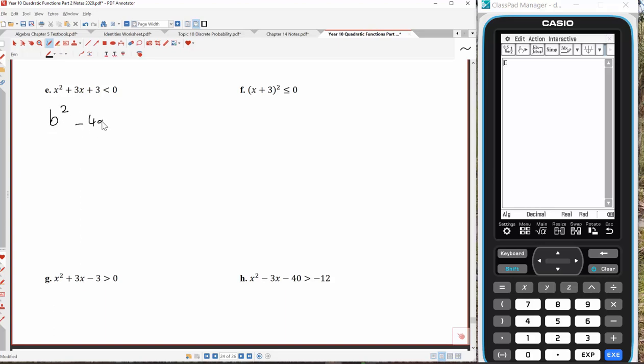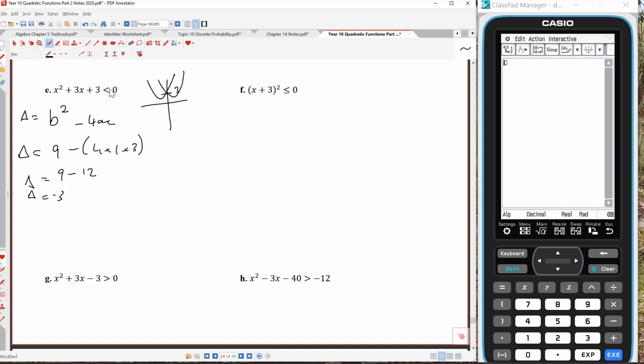b squared take 4ac is the discriminant. Discriminant is 9 take away 4 times 1 times 3. Discriminant is 9 take away 12. Discriminant is -3. All right, so this does not have any x-intercepts. So what's going to happen with this graph here is it has a y-intercept of 3, and it's going to look either like that or like that.